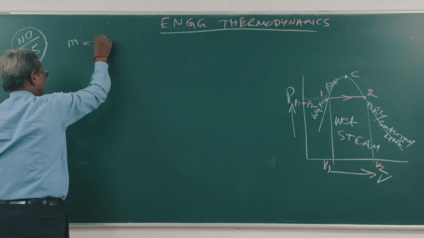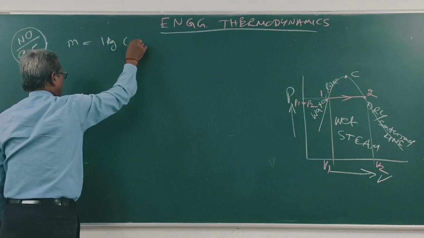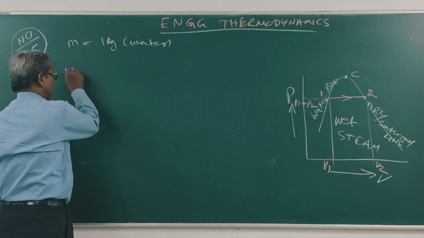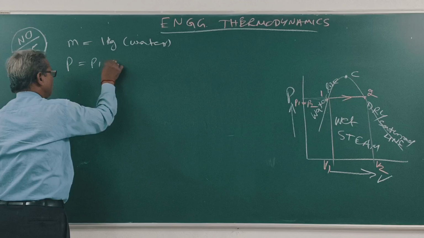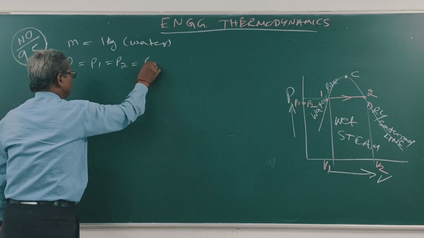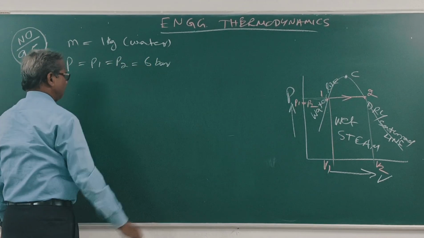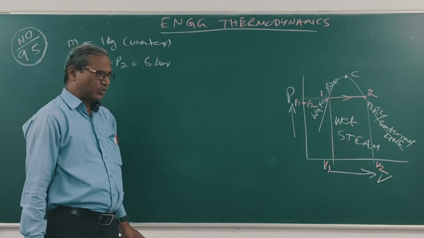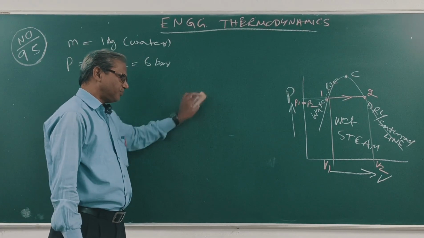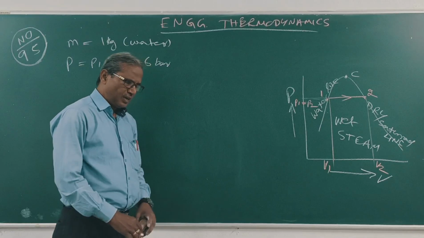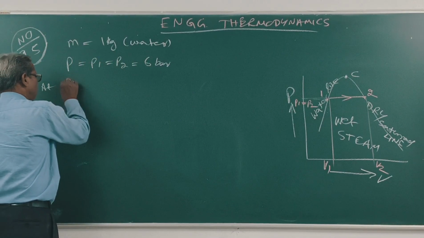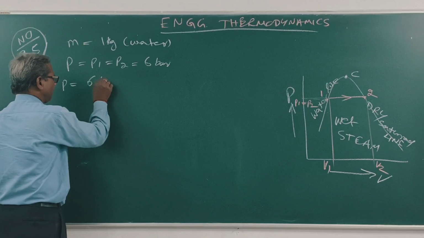Mass of water is 1 kg. Water is heated at a constant pressure of 6 bar. P1 is equal to P2, which is equal to 6 bar. Clear? Initial condition water, final condition dry saturated. Now, let P be equal to 6 bar.